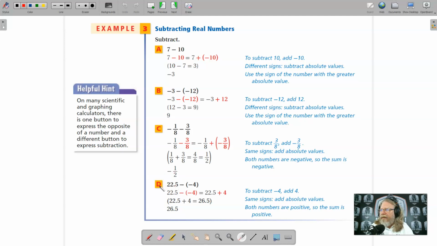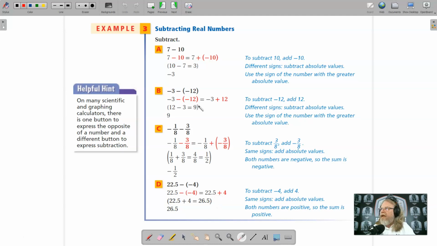And finally, for example D, we have 22.5 minus negative 4. So let's go ahead and keep the 22.5. Change the sign of the subtraction to addition. The opposite of negative 4 is positive 4. We now have two numbers that are both positive, so let's go ahead and add those together. The sum of 22.5 plus 4 is 26.5. And 26.5 is going to be positive because both of our numbers that we were adding together are positive as well.